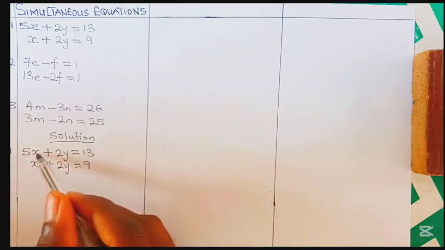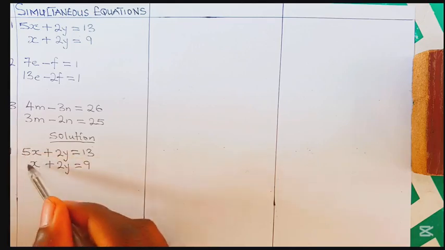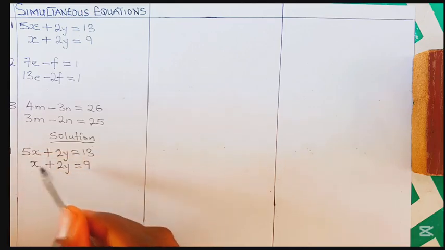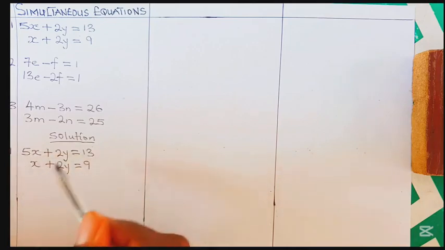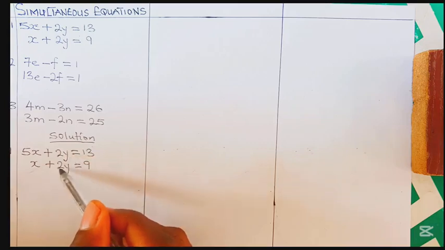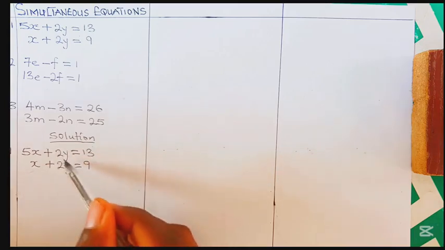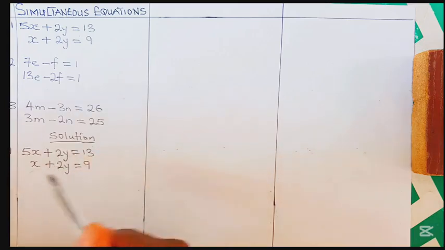Here we have 5x, the coefficient is 5. Here we have x, so the coefficient is 1. We cannot eliminate this because the coefficients are not the same. Coming to 2y and 2y, we can eliminate because the coefficients are the same, 2, 2.